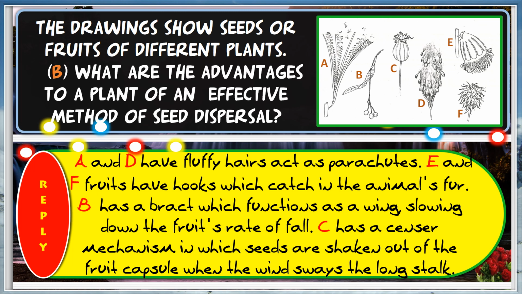A and D have fluffy hairs that act as parachutes. E and F have hooks which catch in the animal's fur. B has a bract which functions as a wing, slowing down the fruit's rate of fall. C has a censor mechanism in which seeds are shaken out of the fruit capsule when wind sways the long stalk.